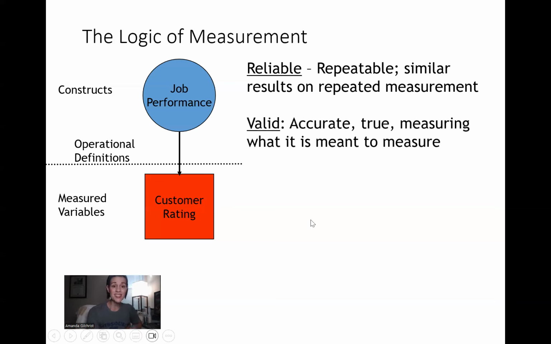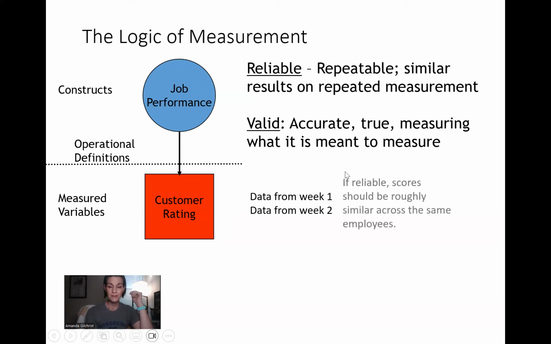And if we're talking about something that's valid, we mean something that is accurate and true and is measuring what it's meant to measure. So maybe we have somebody who is really attractive. They're not very good at their job, but because they're attractive, they get really high customer ratings, even though their supervisor ratings are not great, their sales ratings are not great, but their customer rating is really good because, well, people like looking at them. In this case, this would not be a very valid measure of job performance.